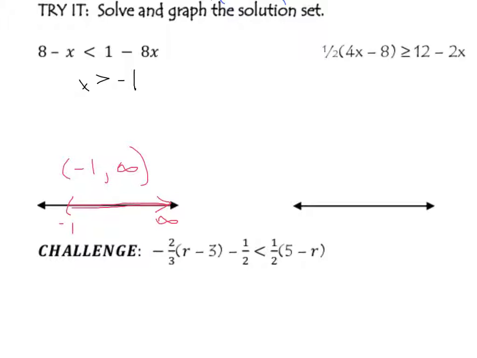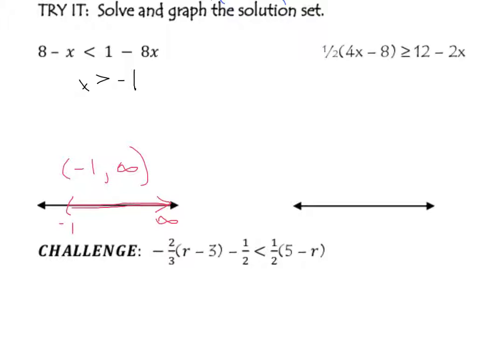X is greater than negative 1. It graphs as below, and you see negative 1 to infinity with parentheses for the interval. In the second one, since it has a fraction, I just want to remind you, you need to multiply both sides by 2 to clear the fraction.